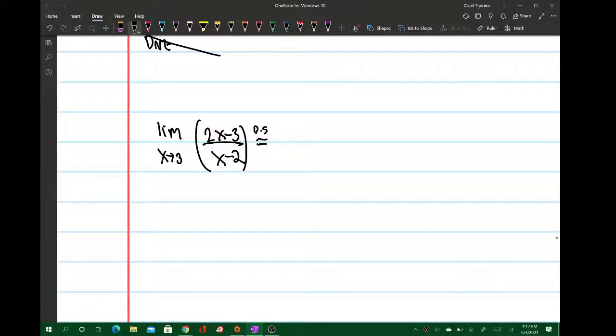So to do that, we're going to do 2 times 3 minus 3 over 3 minus 2. That's going to give us 6 minus 3 over 1, which is just 3 over 1, which is just 3, okay?